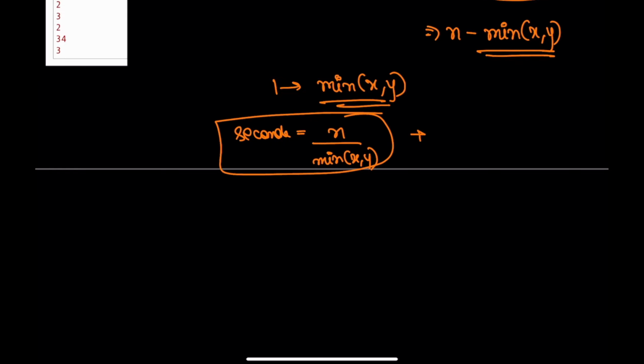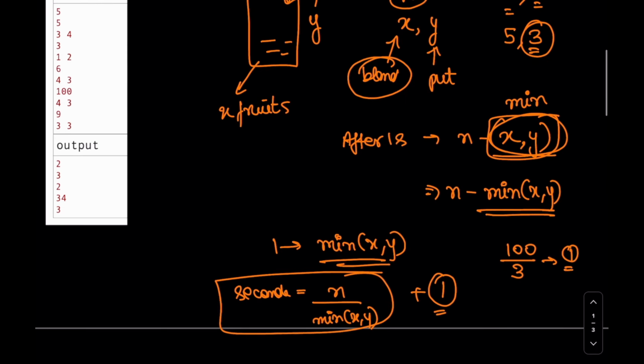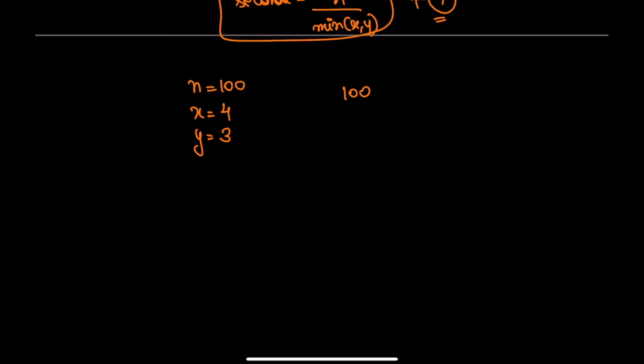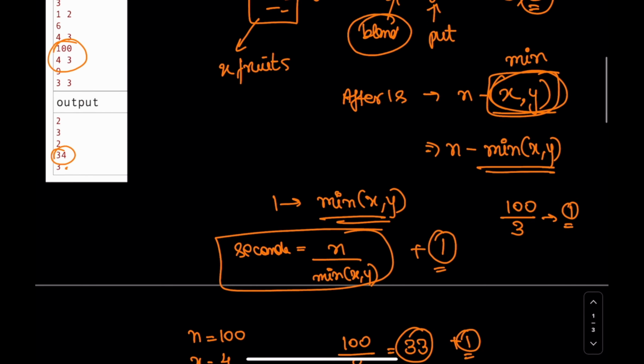Now, in the end, we can still have some fruits left. Let's suppose we have 100 fruits and per second we can remove 3 fruits. So in the end, we would still have 1 fruit left. So we will have to add 1 for that. Let's take this example only. We have 100 fruits. In each second, the blender can blend 4 fruits and Khan can put in 3 fruits. So in each second, we can remove 3. So it will be 33 seconds. But at the end of the 33 seconds, we will still have 1 fruit left. That fruit we need to blend separately. So the total would be 34 seconds. And as you can see, that's the answer we get.